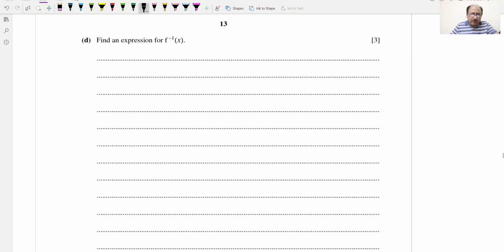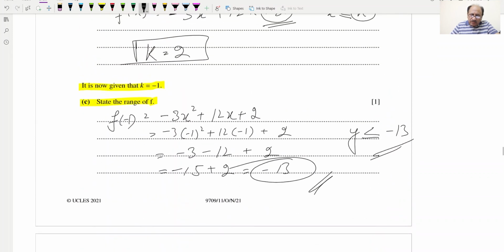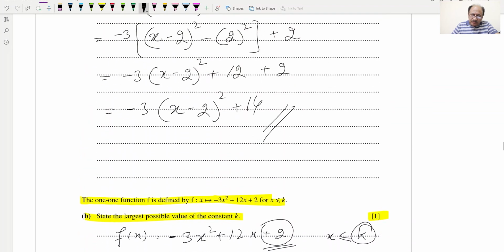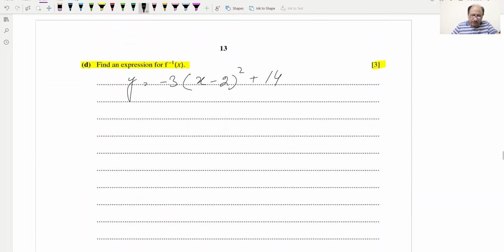Now for D part, it says find an expression for f inverse of x, and this is 3 marks. F of x, or y, we know is equal to minus 3 (x minus 2) squared plus 14 in completing the square format, which we have done in part A. So the same I have copied over here.